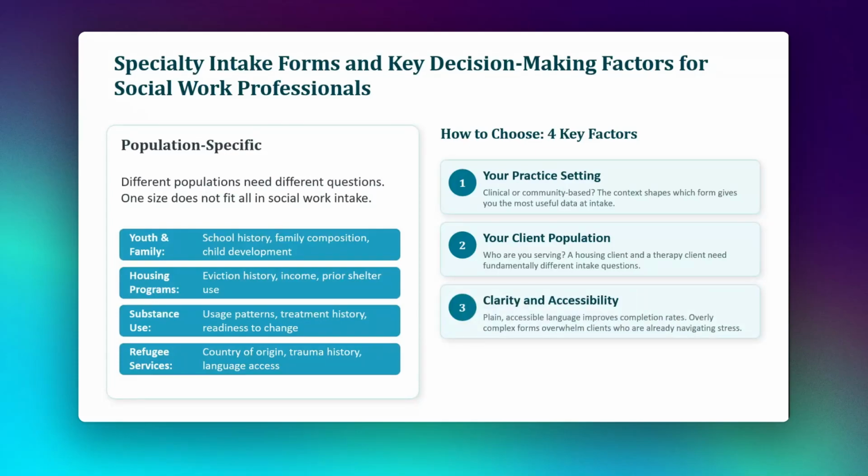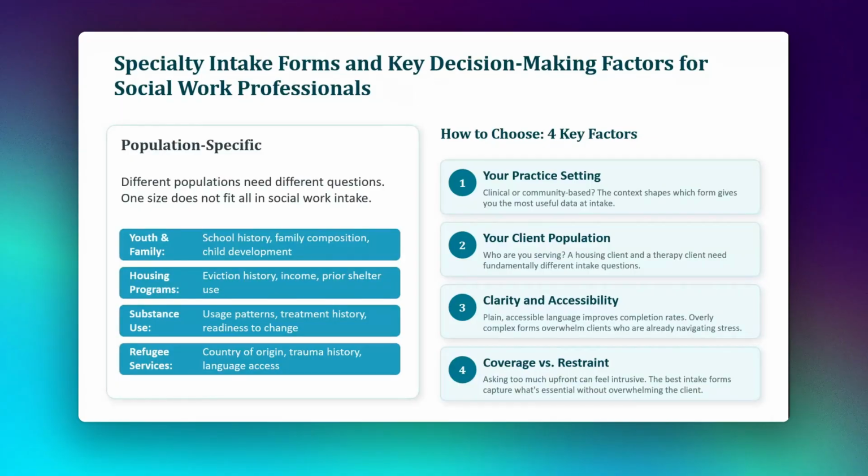Third, clarity and accessibility. If your form is confusing, clients won't complete it accurately. Plain language is not a compromise in this case, it's a quality standard. And fourth, coverage versus restraint. Collecting too much information too soon can actually damage the relationship before it starts. Too many form questions also tend to keep people from filling out their forms completely. Ask what's essential and save the rest for follow-up sessions.